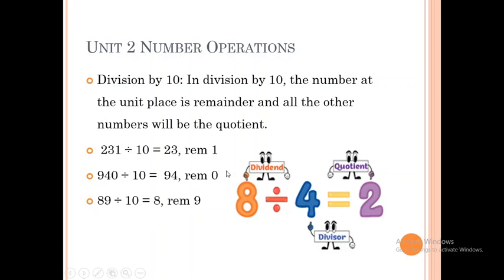This is the first and the simple division that is given in the exercise, division by 10. What is the rule? The number at unit place is the remainder and all the remaining numbers are the quotient. And if 0 is there, no problem, you write 0 as remainder. 2-digit number, 3-digit number, 4-digit number, easily you can solve it.